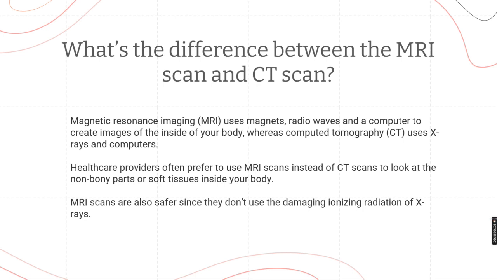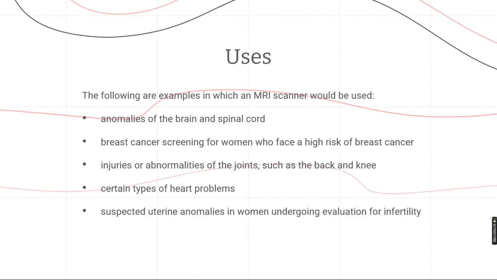Now we are going to see the difference between MRI scan and CT scan. Magnetic resonance imaging uses magnets, radio waves, and a computer to create images of the inside of your body, whereas computed tomography uses X-rays and computers. Healthcare providers often prefer to use MRI scans and CT scans to look at the non-bony parts or soft tissues inside your body. MRI scans are also safer since they don't use any damaging ionizing radiation or X-rays.